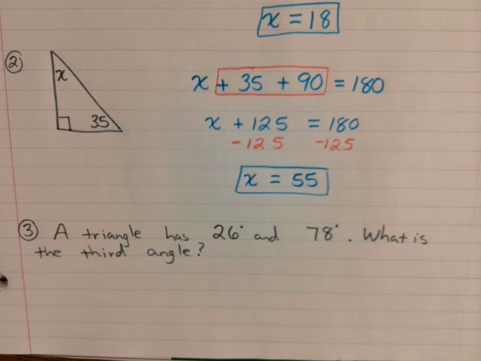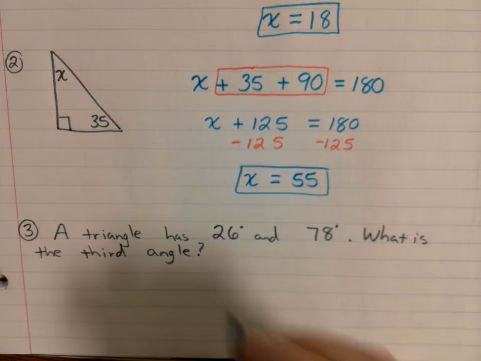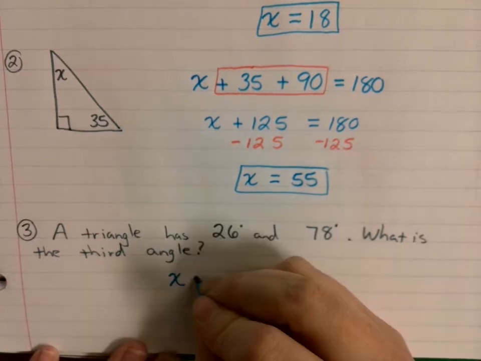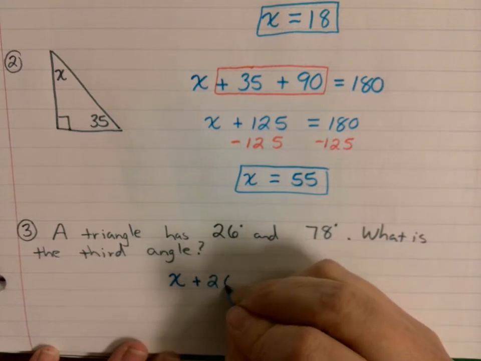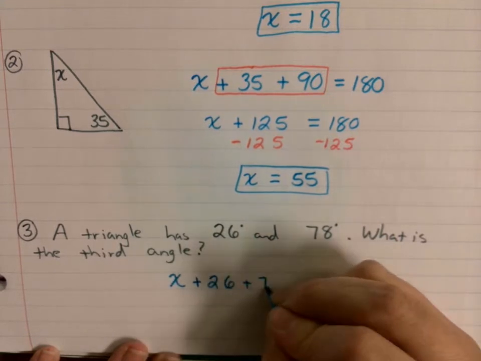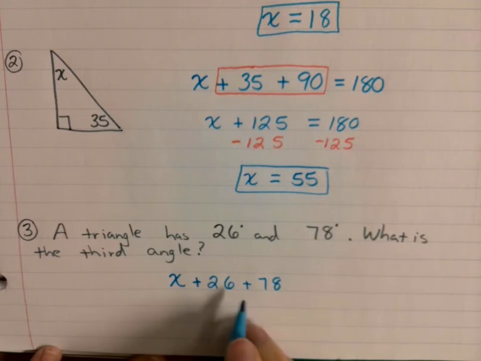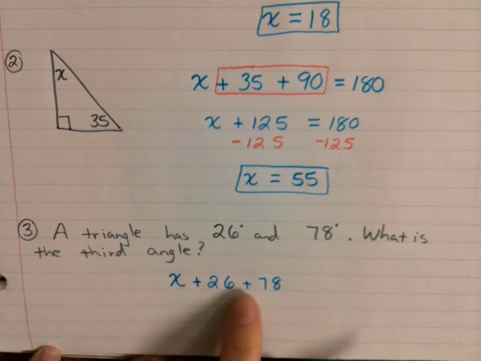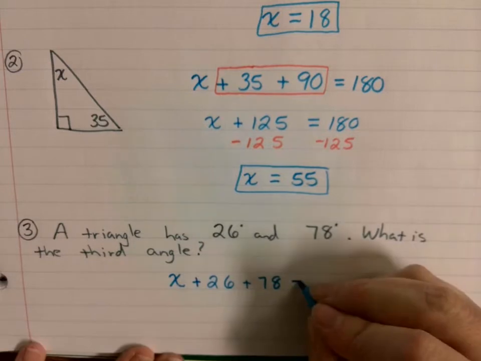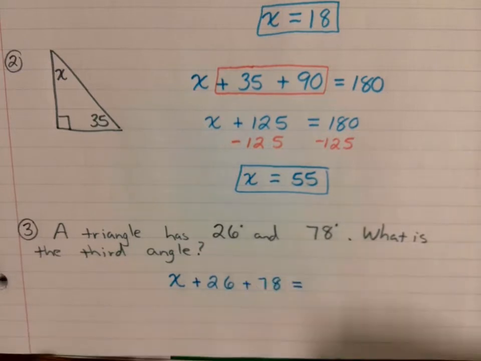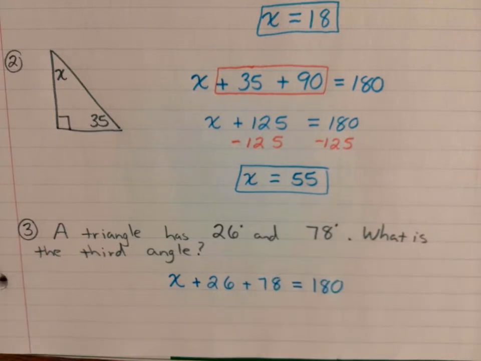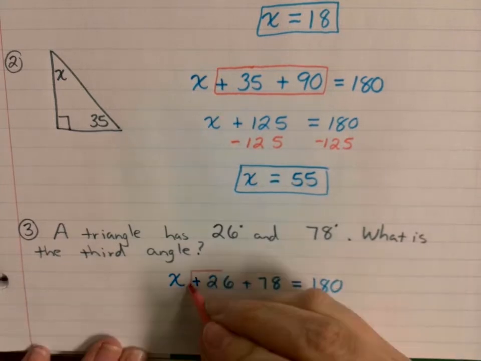Then again, you're just creating that equation where you have an unknown angle measurement of x, and you've got two measurements you do know, 26 and 78, and you're just going to show it as a sum, an addition problem of x plus 26 plus 78, and what is it always going to be set equal to? 180. All triangles are always set equal to 180 degrees. Then we just focus on combining those like terms.